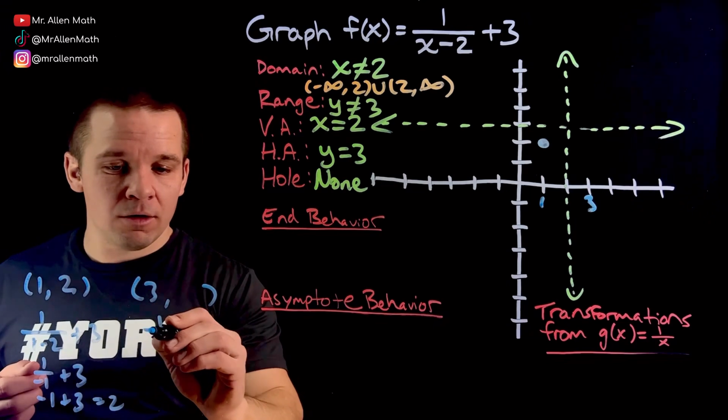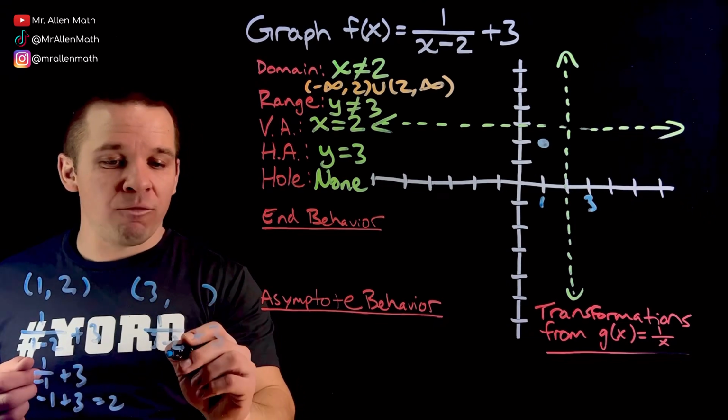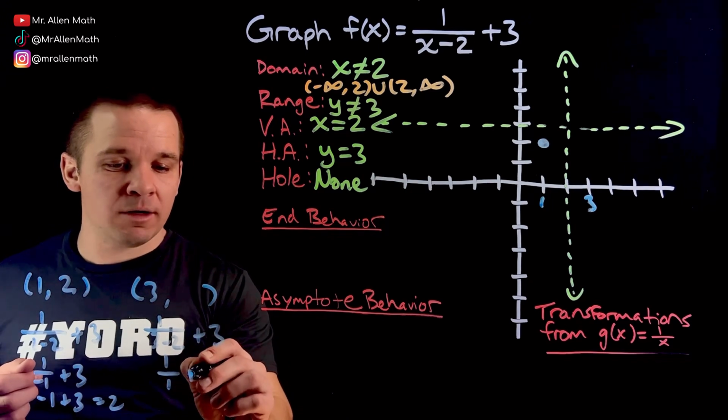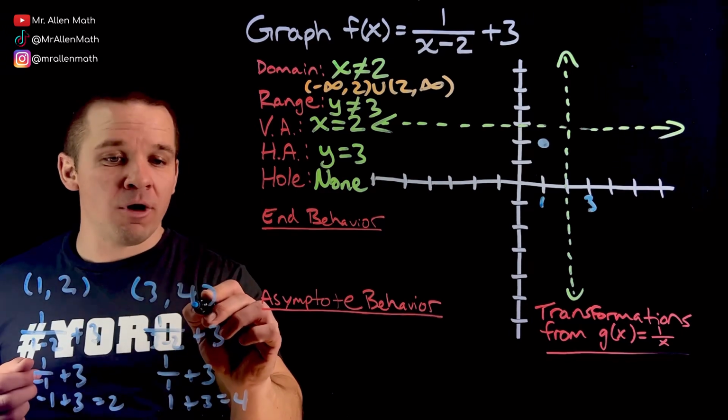I'm going to have 1 over 3 minus 2 plus 3. Now I'm going to have 1 over 1 because 3 minus 2 is 1. And now I've got 1 plus 3 is equal to 4. So 4 is my y coordinate.